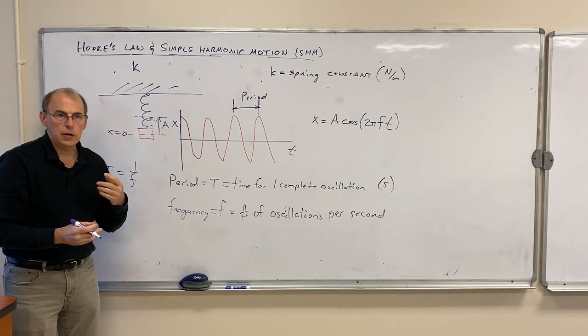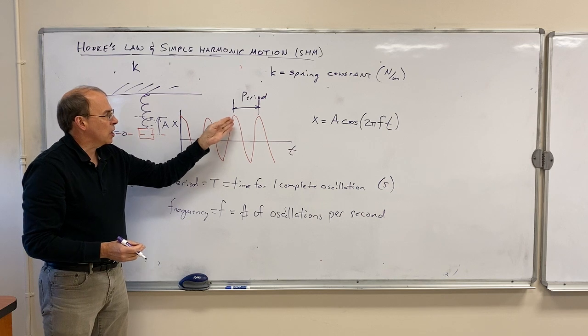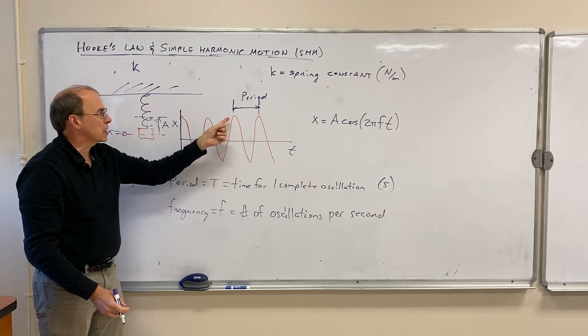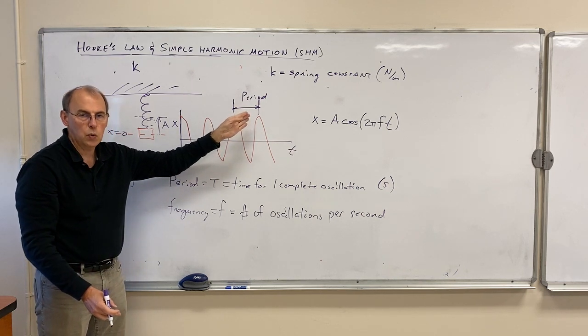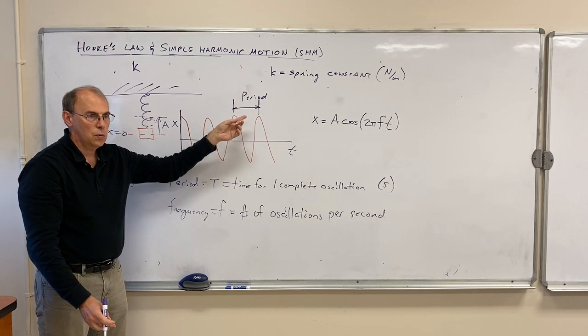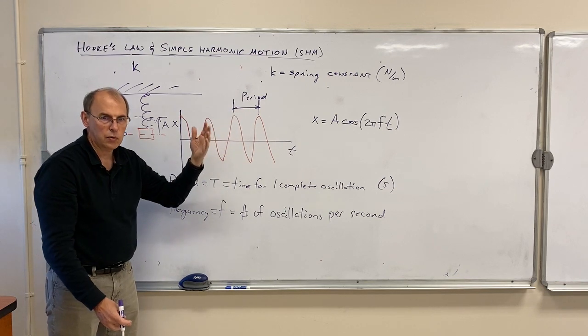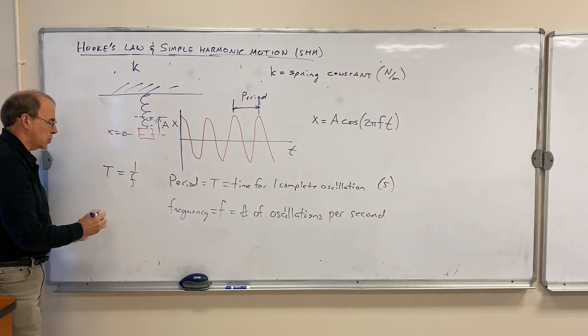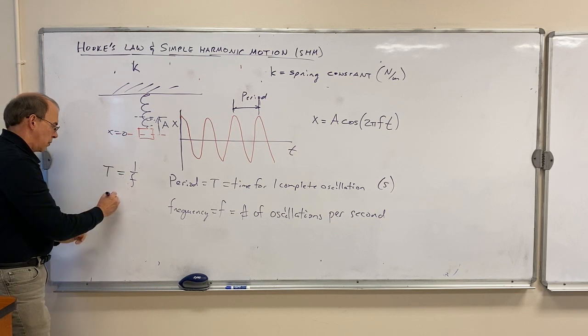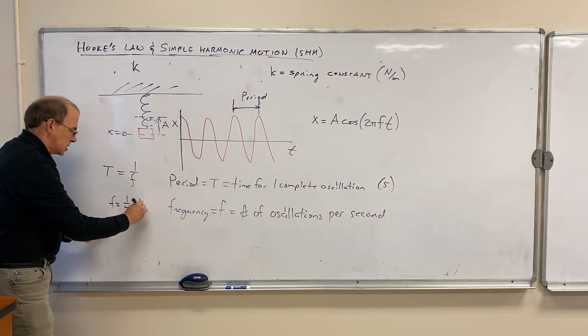That is, if these are going up and down at 100 times a second, then it's taking a 100th of a second to go up and down once. If it takes half a second to go up and down once, then they're going up and down 2 times a second. So if you think that through, you'll see these are always reciprocals of each other. So T is 1 over f, f is 1 over T.